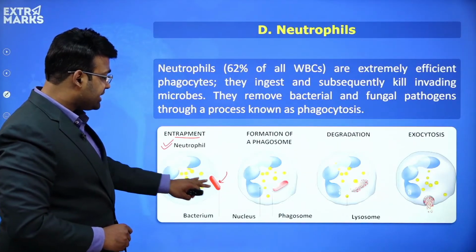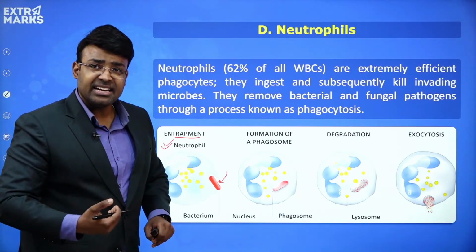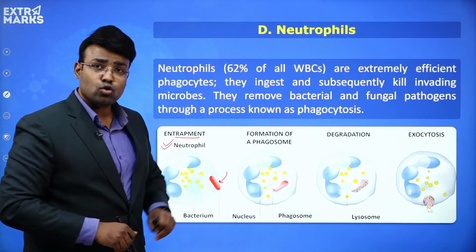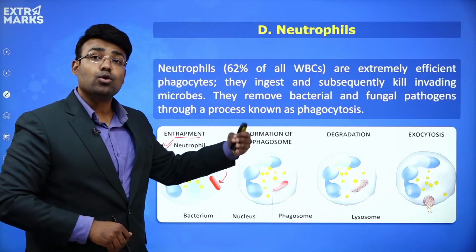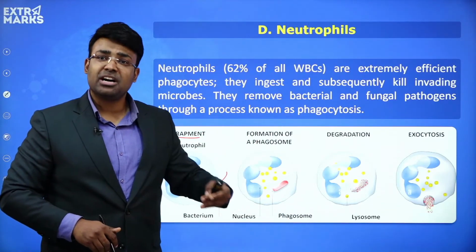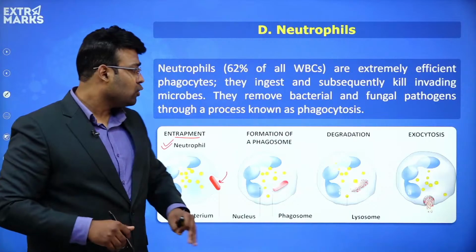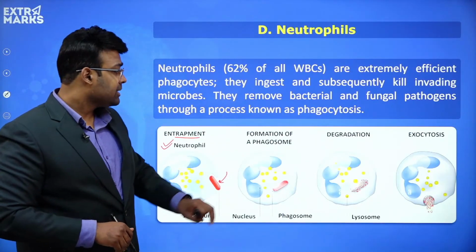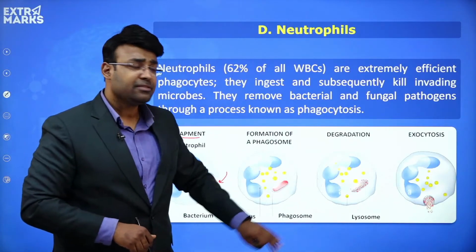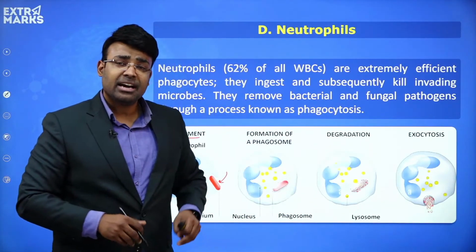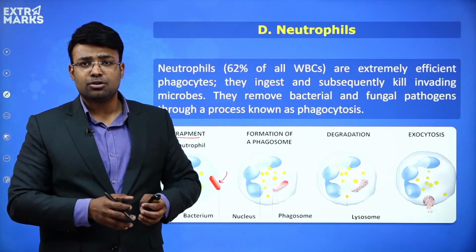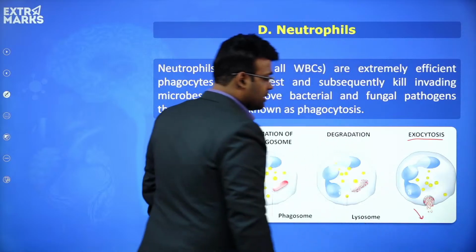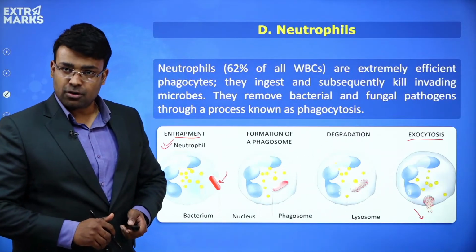Now when this bacteria goes inside the neutrophil, it will form a bubble which is called a phagosome. This phagosome will now get subjected to hydrolysis or breakdown with the help of the enzymes which are present in the neutrophil. And here you can see the breakdown is happening, which is also called degradation. Finally the remnants, the waste or excretory parts, are released outside the cell by the process of exocytosis. Clear?